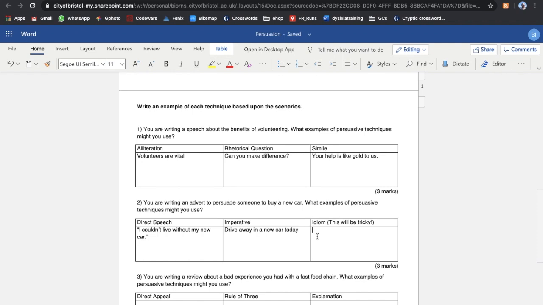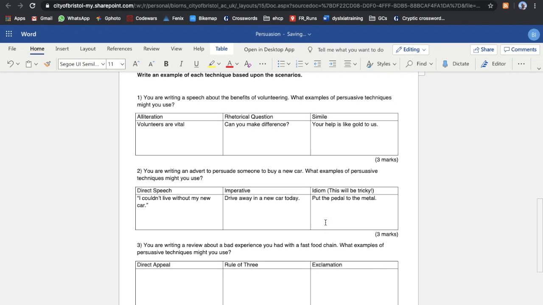And then the idiom, lots of you did some research on this and it was good to see some really good examples. We might encourage people to make a decision by saying something a bit car related, like put the pedal to the metal. There were lots of good examples for this one. I was really impressed.